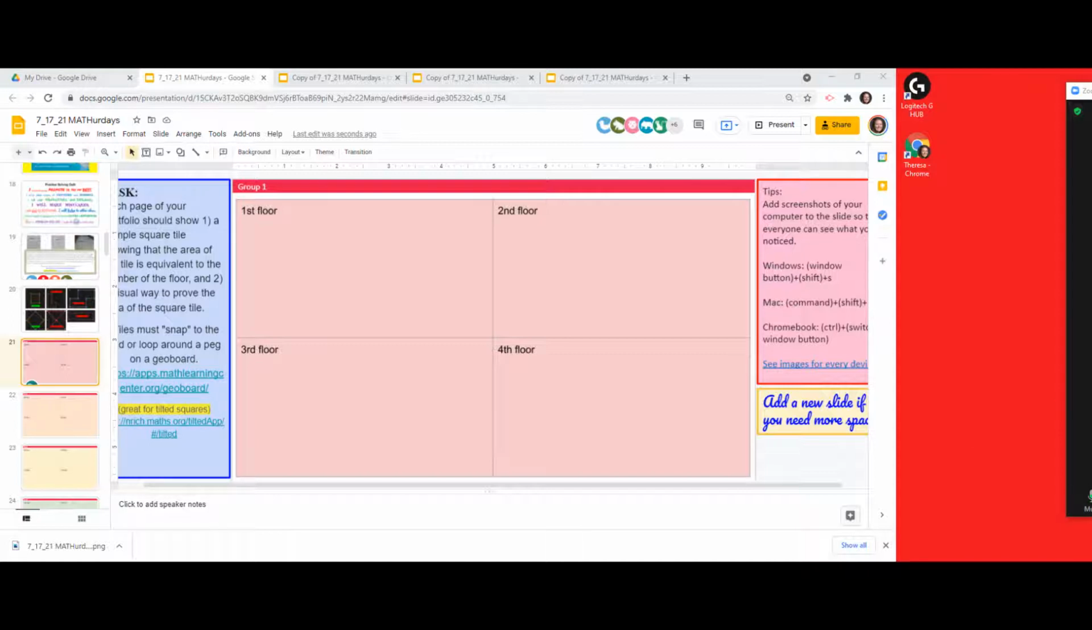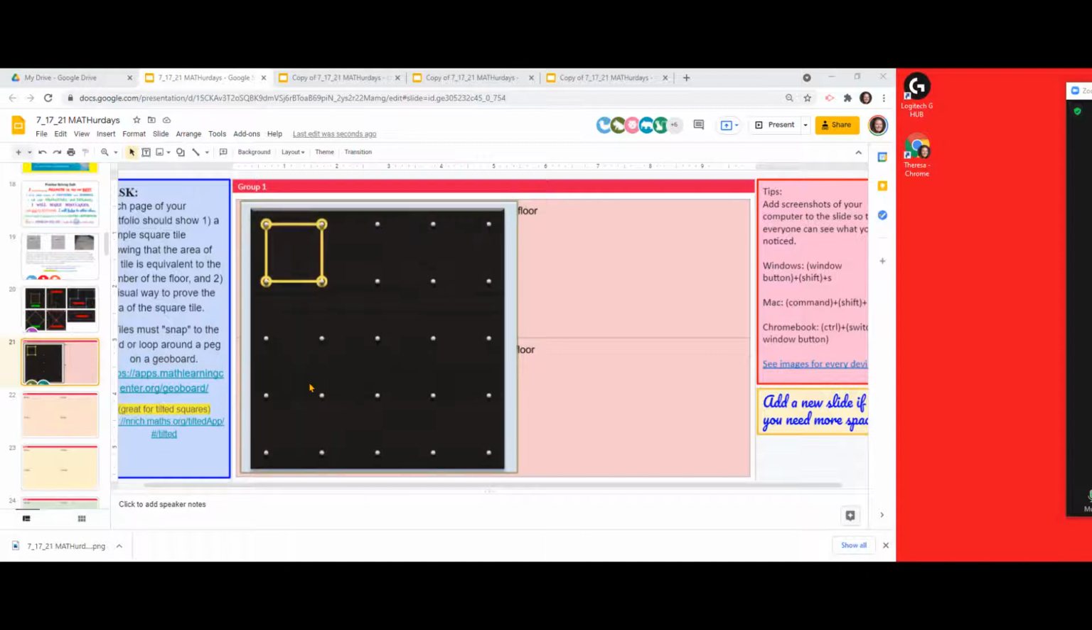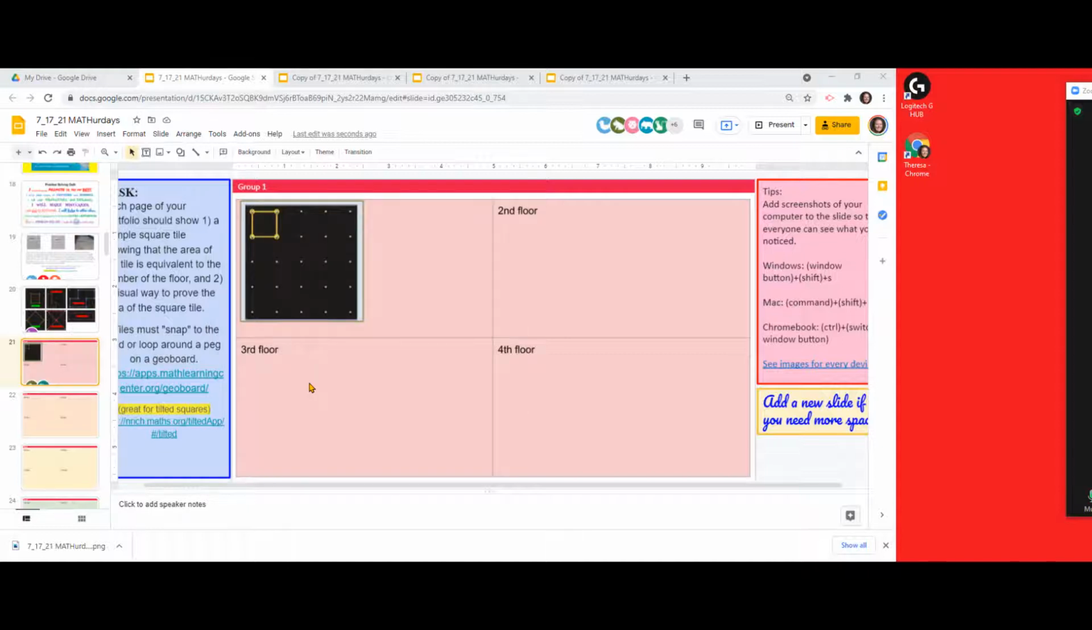Hi group, I was checking in to see if I can support you understanding the problem at all, or if you just needed some more time to tinker. Oh, I think we need help understanding the problem. Awesome. So, perfect. We have one already up on your slide. I just put that in there. So what's the area of that square tile? 1 square inch. Yep. So that's perfect for the first floor.